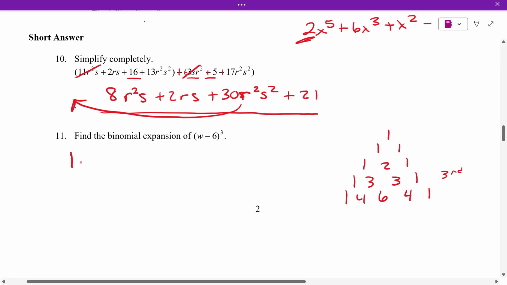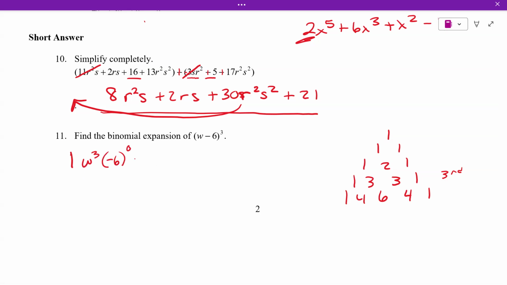Well, it's 1 times w to the third times negative 6 to the 0 plus 3 times w to the second times negative 6 to the first plus 3 times w to the first times negative 6 to the second plus 1 times w to the 0 times negative 6 to the third. See how the powers go 3, 2, 1, 0 for the first term, and 0, 1, 2, 3 for the last term.